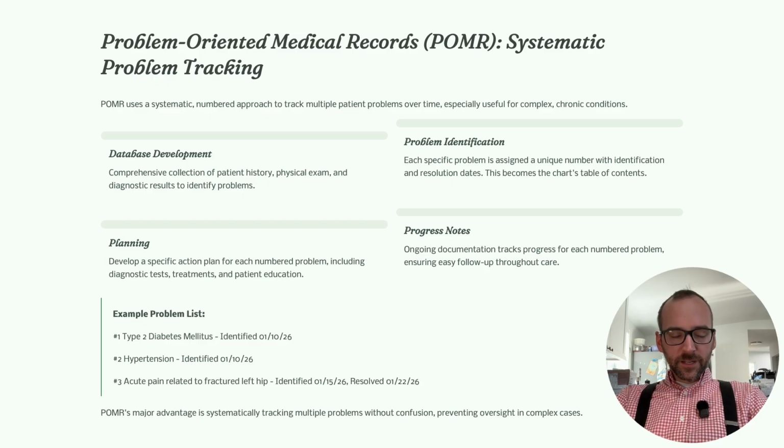Problem-oriented, we can build databases, we can have problem identification, planning, and progress notes. This would be like you have a whole list of problems for a patient. So most of your patients don't have one specific thing. Like a kid may come in and his only issue is a broken arm. But most adults, they're here for hypertensive crisis, but they also have diabetes and atherosclerosis and X, Y, and Z. So there's a lot of different problems. And it'll talk about what we're doing about each one of those too.